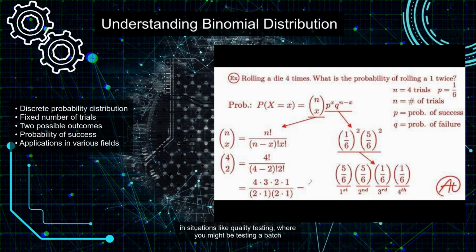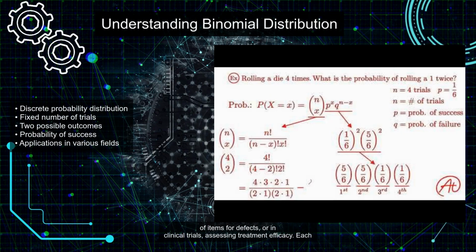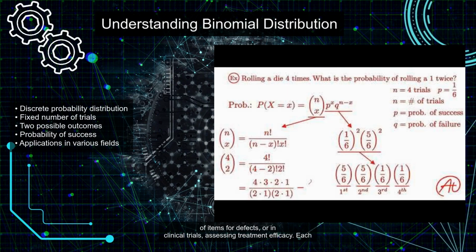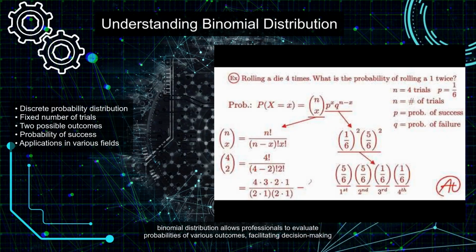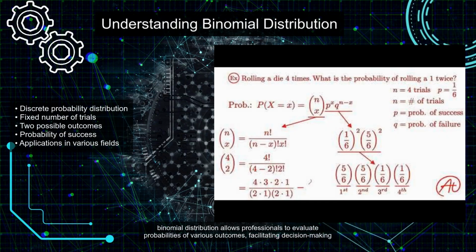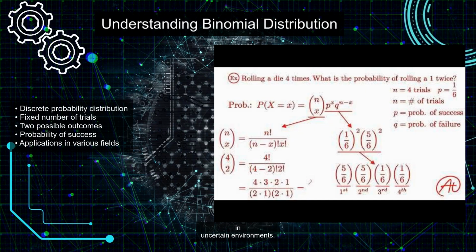This distribution is crucial in situations like quality testing, where you might be testing a batch of items for defects, or in clinical trials, assessing treatment efficacy. Each trial is independent, and the probability of success remains constant. Understanding the binomial distribution allows professionals to evaluate probabilities of various outcomes, facilitating decision-making in uncertain environments.